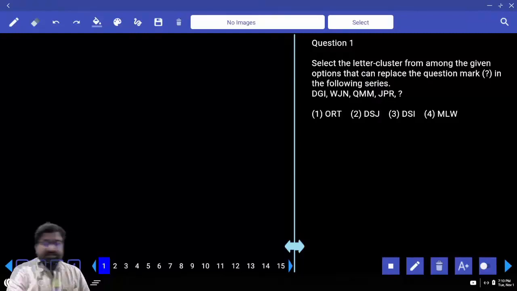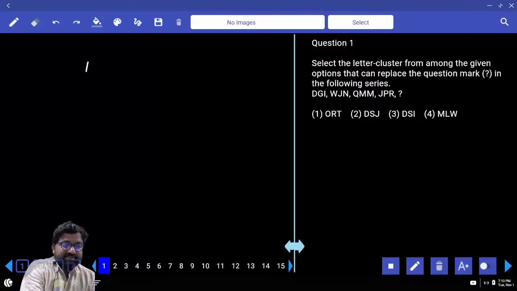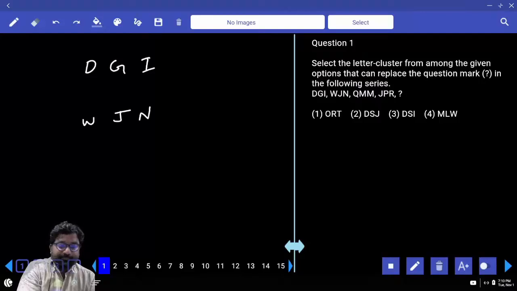Model test number 19. Let's see this. The first question is on letter series. Now this is somewhat difficult because this is not the regular ones that you find in the exam. So what I try to do is, I'll just write it down in this way: D, G and I, then I'll go for W, J and N, Q, M, M, J, P, R.